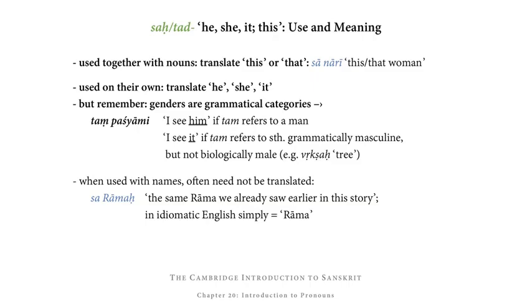Finally, when sah tad is used together with personal names, it often does not need to be translated. Sa Ramah is literally the Rama, i.e. the same Rama that we already saw earlier in this story. But in English, we don't use pronouns in this way, and so into idiomatic English, we would have to translate sa Ramah simply as Rama.